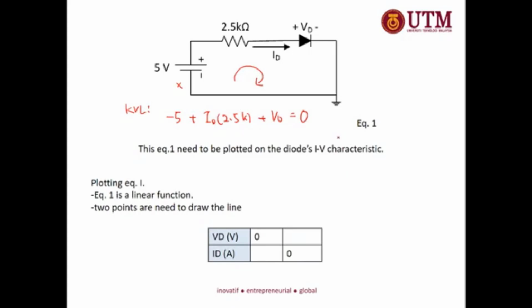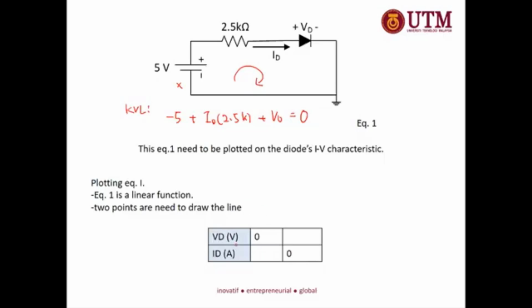When you examine equation 1, you can tell that it is a linear function. So you should have a straight line. When you have a linear function, you only need 2 points in order to draw the line. The simple approach is you make a table of VD and ID, and then calculate first the ID when VD is 0, and second the VD when ID is 0.